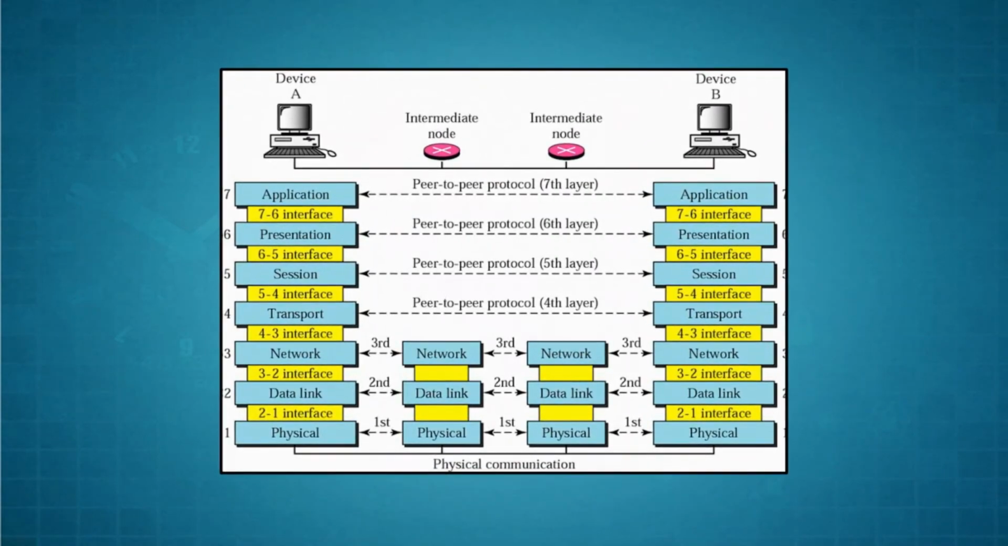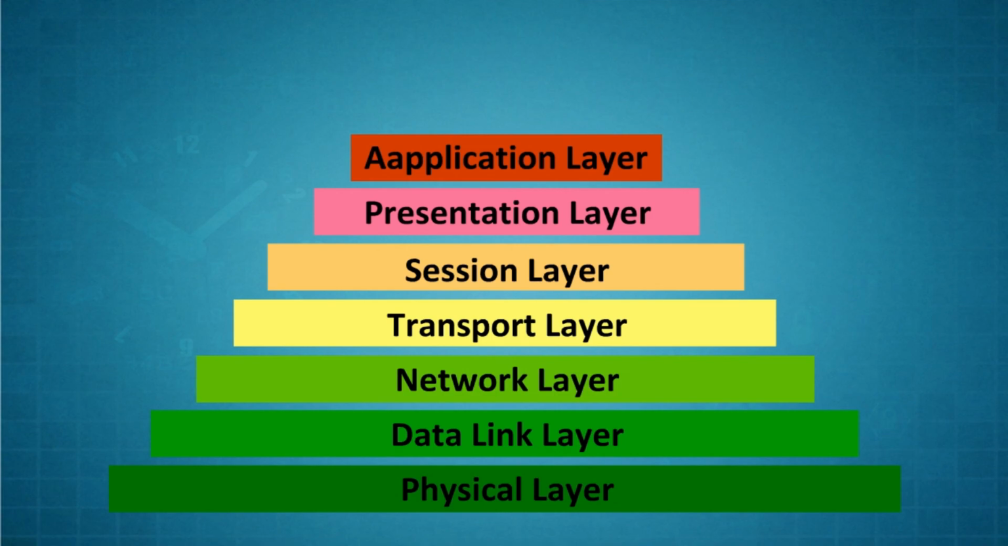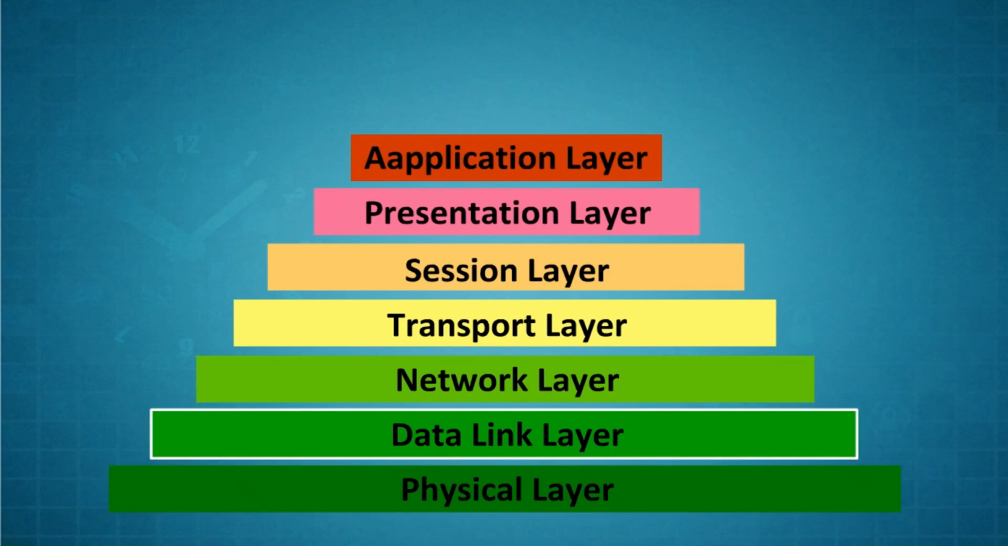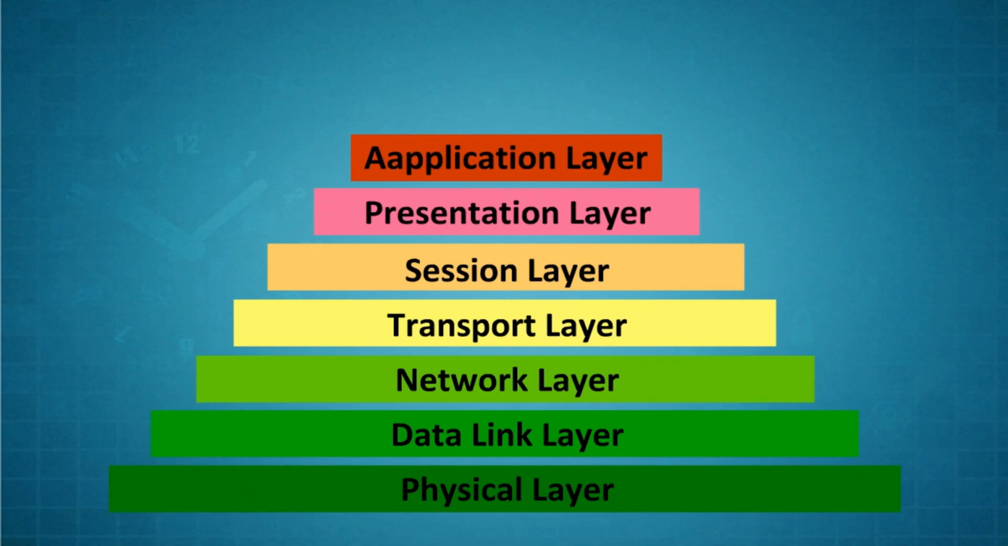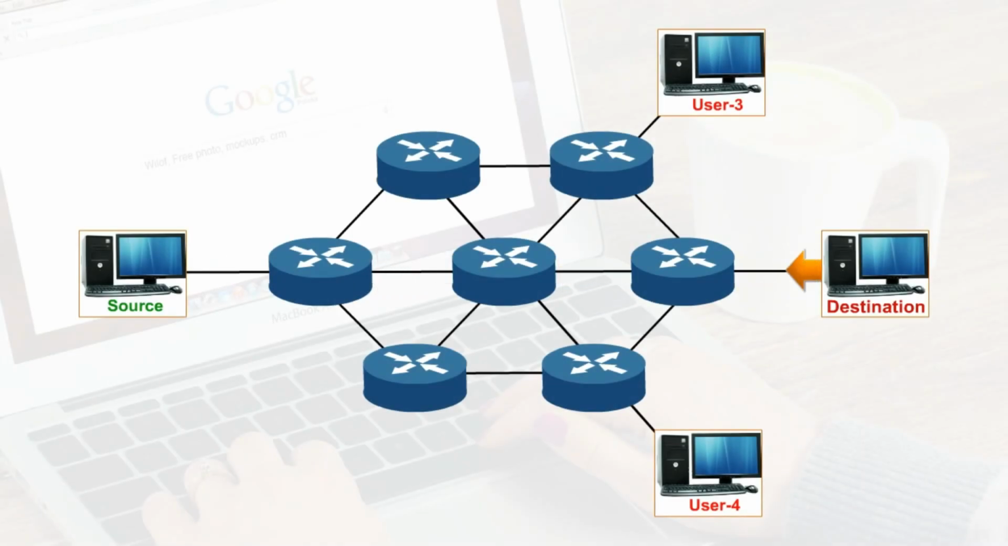ISO Open System Interconnection, OSI model. The ISO Open System Interconnection, OSI model lists 7 layers in the network protocol. They are the physical layer, data link layer, network layer, transport layer, session layer, presentation layer, and application layer. The network layer plays the role to route or navigate the packets of data moving from your computer to the destination server and back.